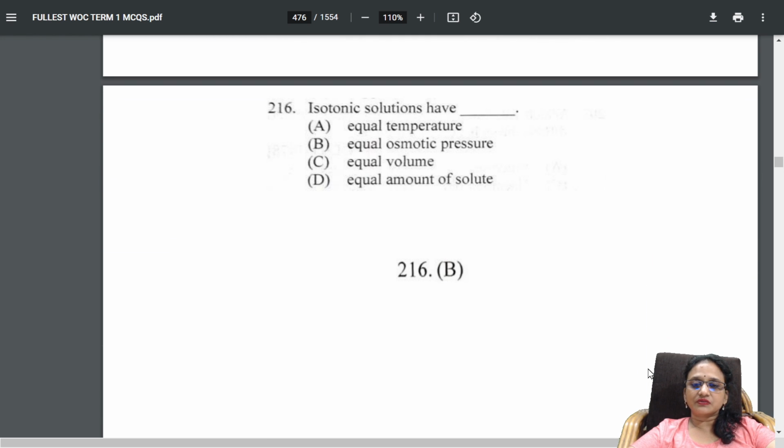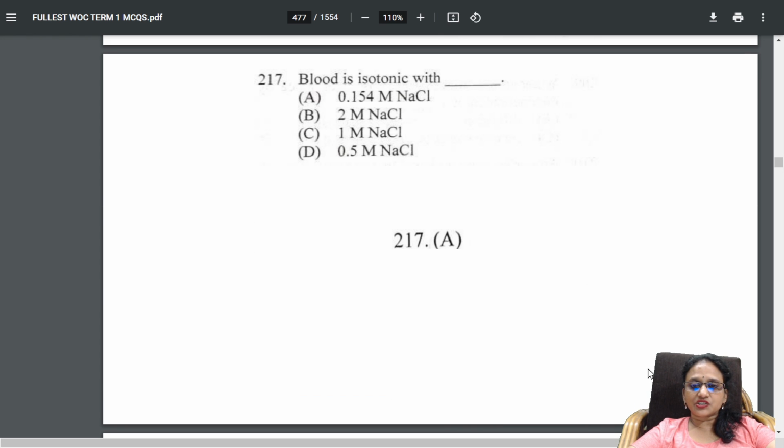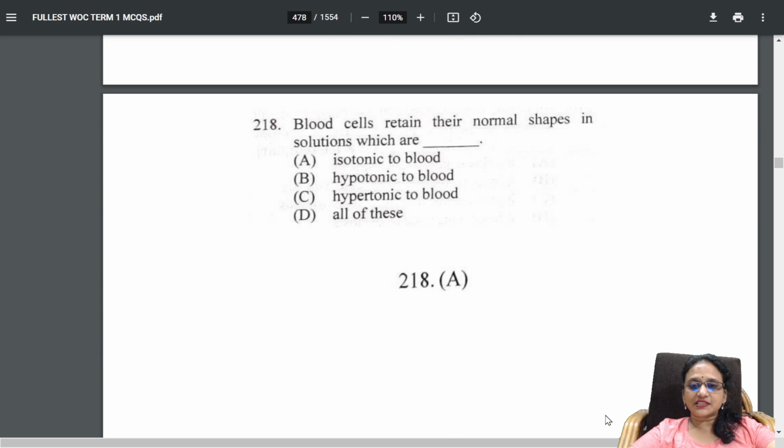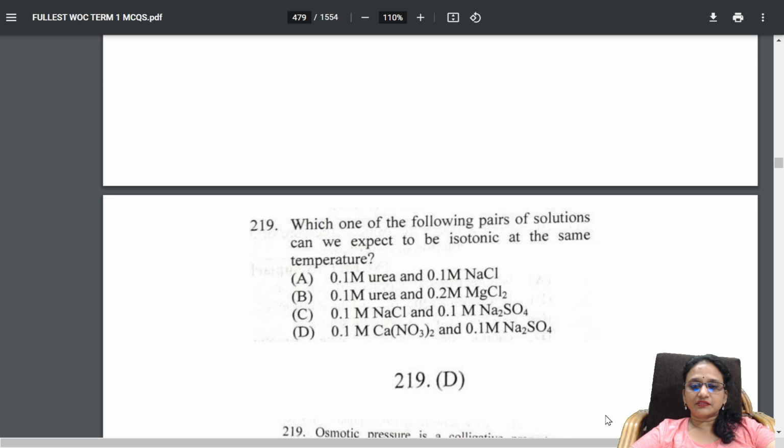Isotonic solutions have equal osmotic pressure. That question is framed like this: blood is isotonic with, okay. So blood cells retain their normal shapes in isotonic solutions. Okay, right.